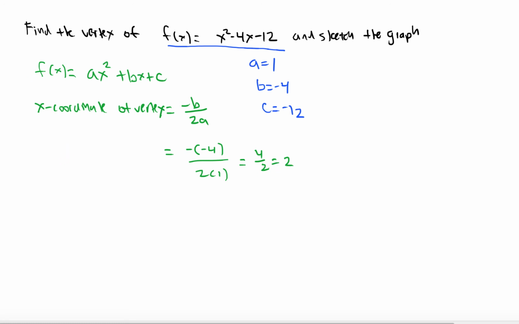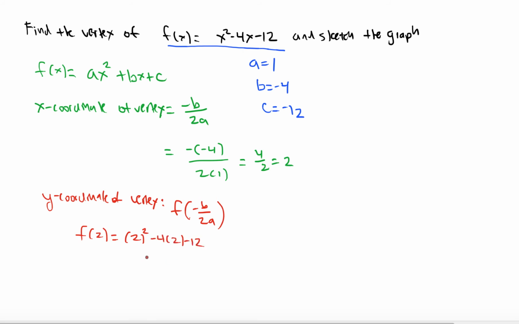So then how do we find the y-coordinate of the vertex? We actually just need to plug this 2 back into the function. So it's f of negative b over 2a. In this case, we found negative b over 2a, which was 2. So f of 2 is going to equal 2 squared minus 4 times 2 minus 12. Once we simplify this, we get 4 minus 8 minus 12. 4 minus 8 is negative 4, minus 12 gives us negative 16. So what can we conclude here? That the coordinate of the vertex is at 2 comma negative 16.